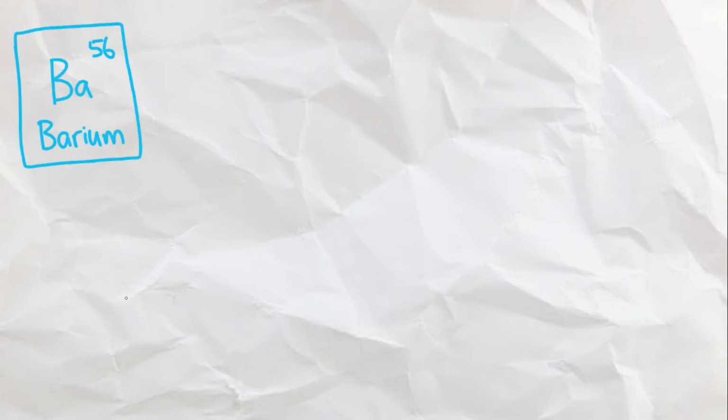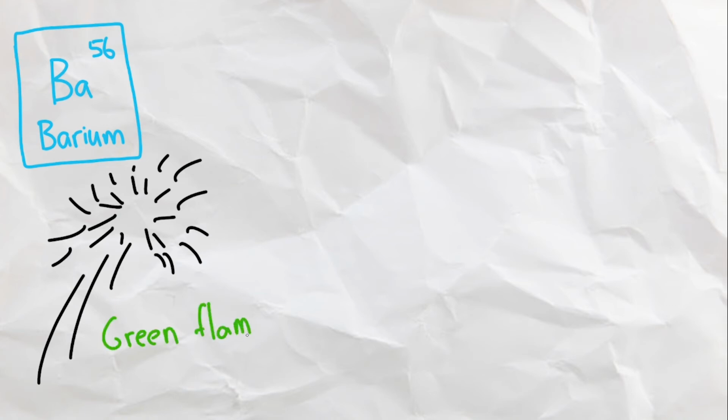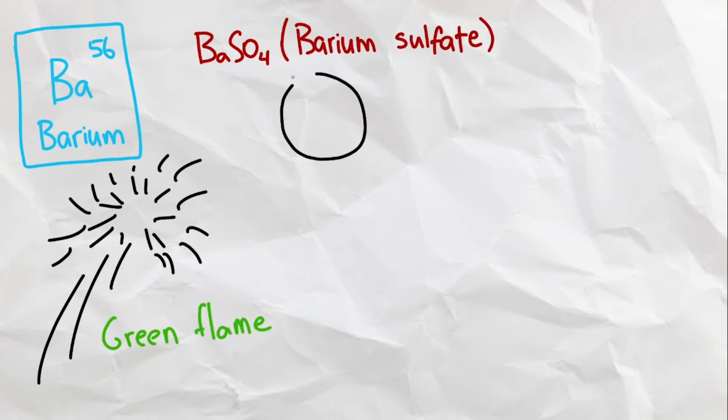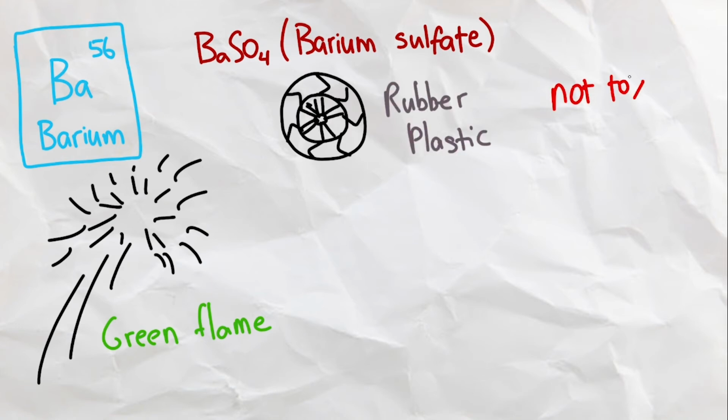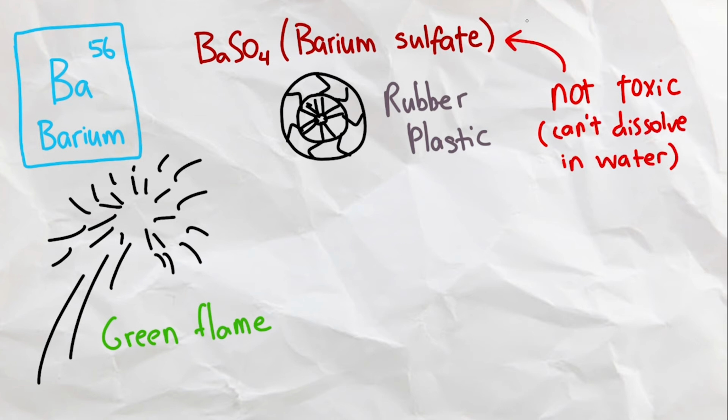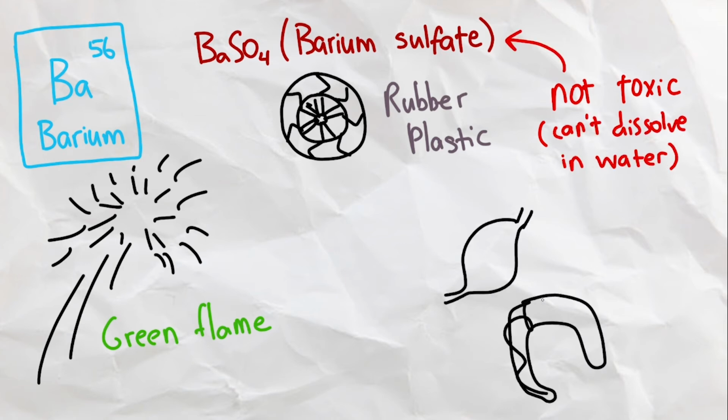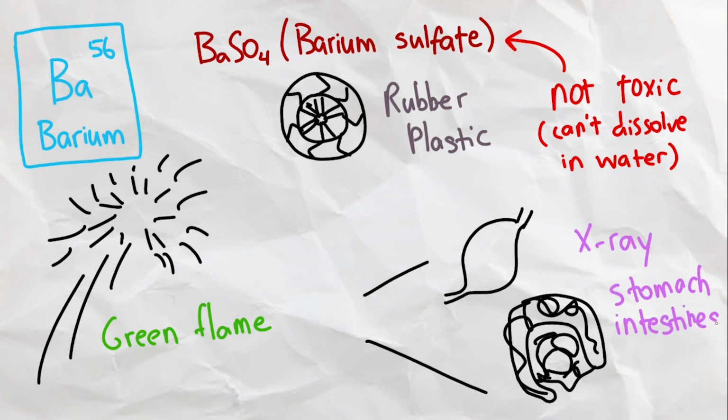Next, we have barium, a soft metal that is used in fireworks as it gives off a green flame when burned. A common use of this element is in the compound of barium sulfate, which is used in rubber and plastic. Even though barium itself is toxic, this compound can be safely swallowed as it doesn't dissolve in water, and it absorbs X-rays well, making it a great use for imaging stomach and intestine X-rays.